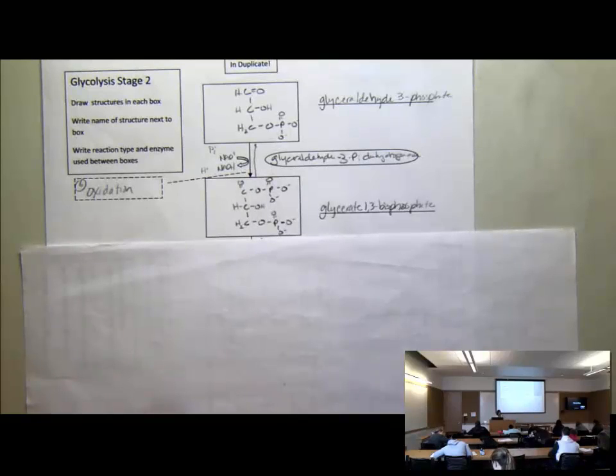Could you say that again? Sure. The take-home message for this reaction is that it's a 2-step process. You have an oxidation and a phosphorylation. The oxidation is spontaneous, gives off a lot of free energy, and the phosphorylation is non-spontaneous. When you couple them, it's pretty close to zero.